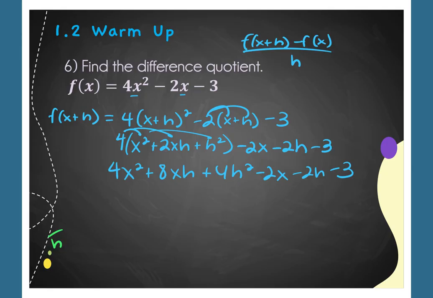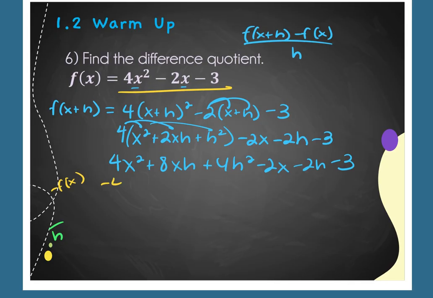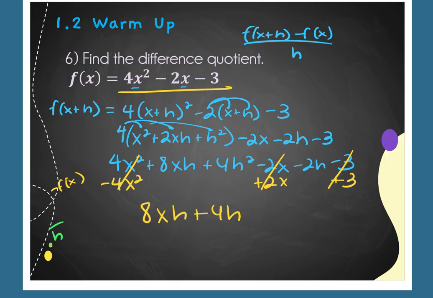Okay, now I'm going to subtract from it my f of x. My original f of x is 4x squared minus 2x minus 3. So I can either put a minus in front with parentheses, distribute, and combine like terms, or change each one of those so it's its opposite and align it vertically with the ones that should cancel out. So this should be a minus 4x squared. This should be a plus 2x, and this should be a plus 3. Now they cancel, and what's left is 8xh plus 4h squared minus 2h.